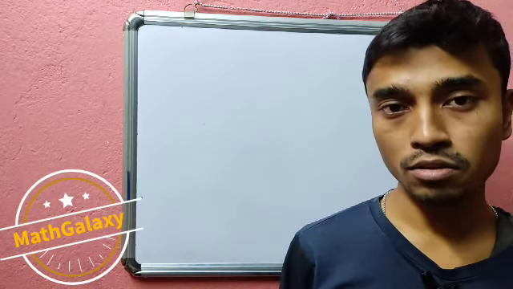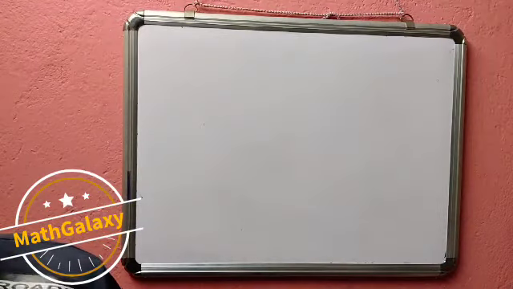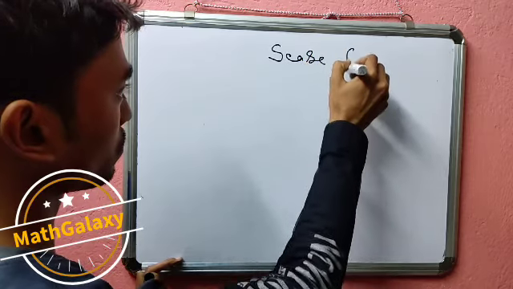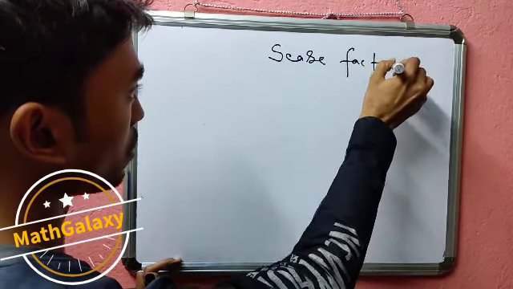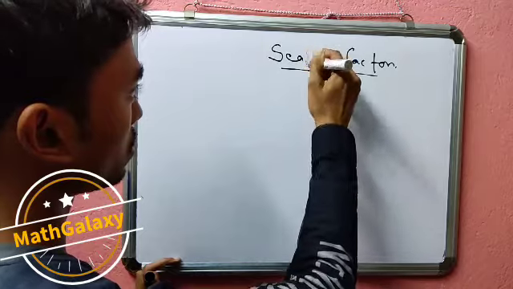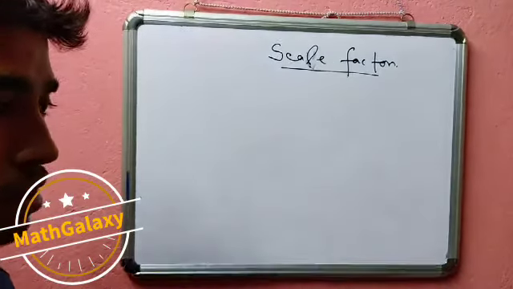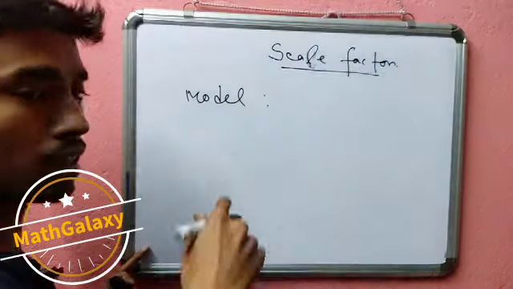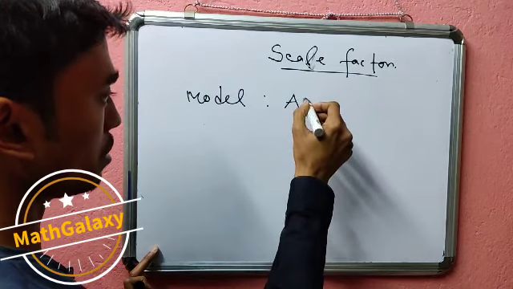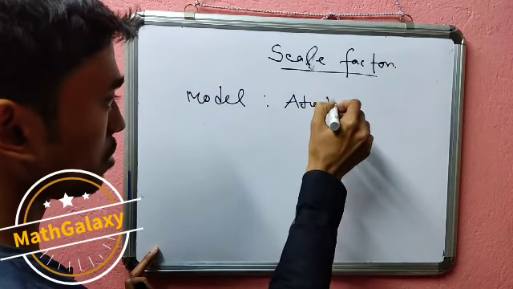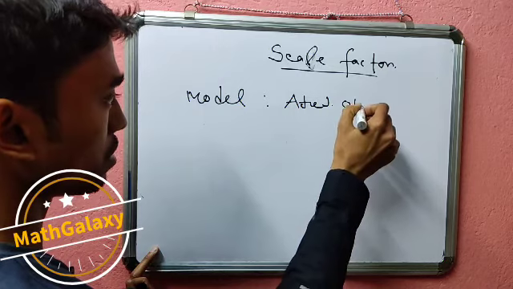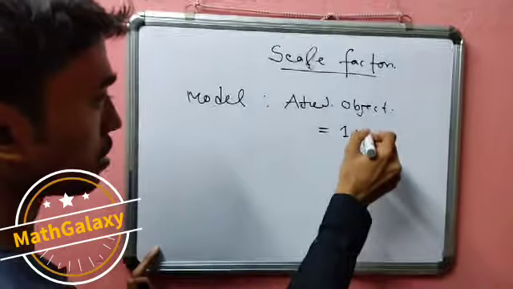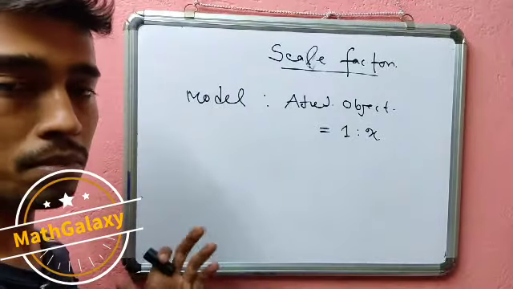Okay, so let's see what scale factor is. So it is scale, okay, what is this? This is L. So scale factor is the model is to the actual image, I would say, the actual object, is, let's say, 1 is to x. Of course the actual object is pretty bigger than the model.